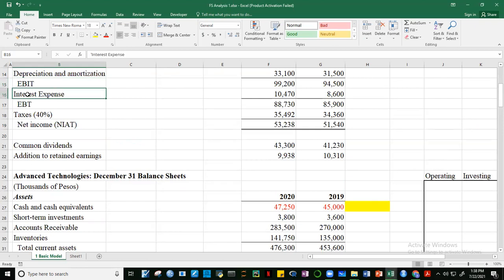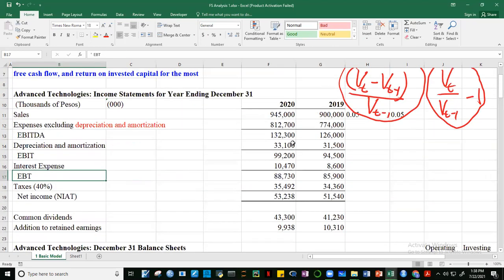Then we subtract interest expense, okay, 10,470 to get your earnings before tax. EBT na tayo, no? Pag minus natin 99,200 minus 10,470, you get 88,730. This is your earnings before tax.